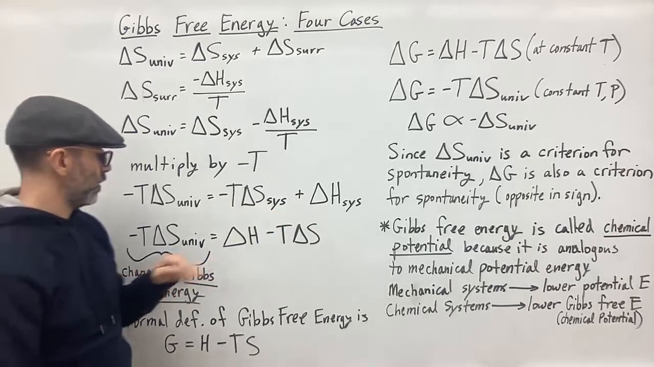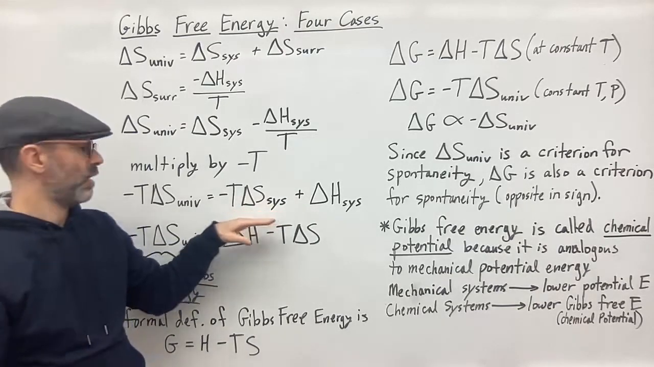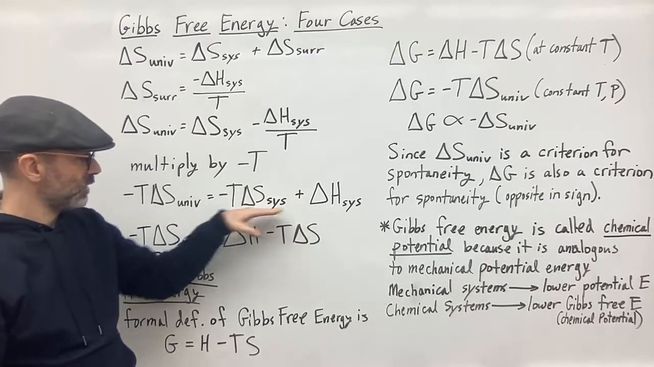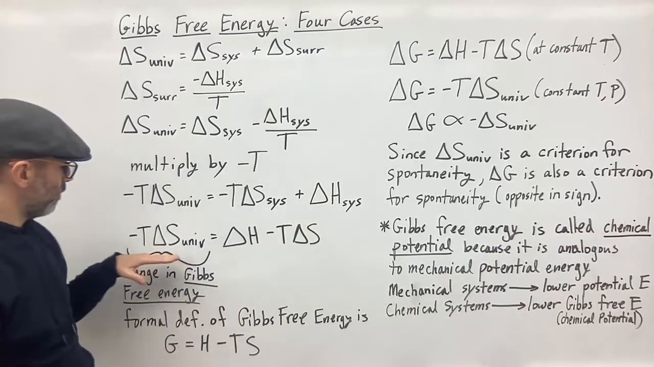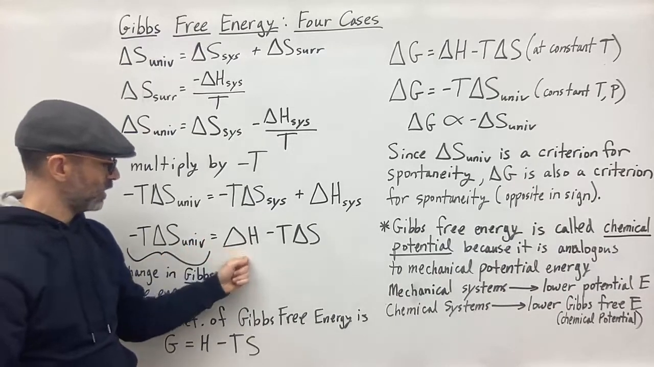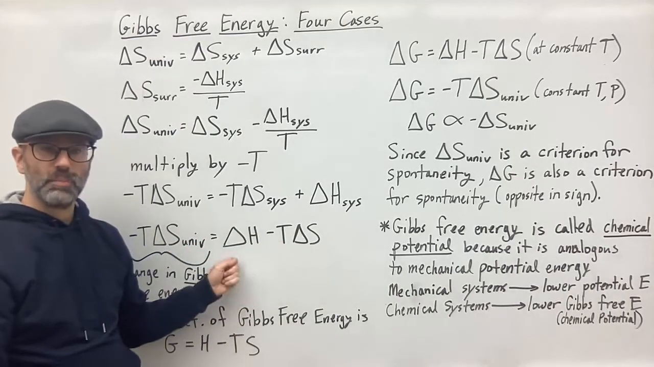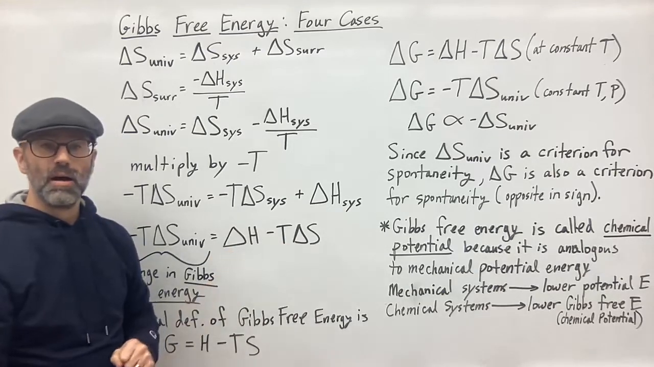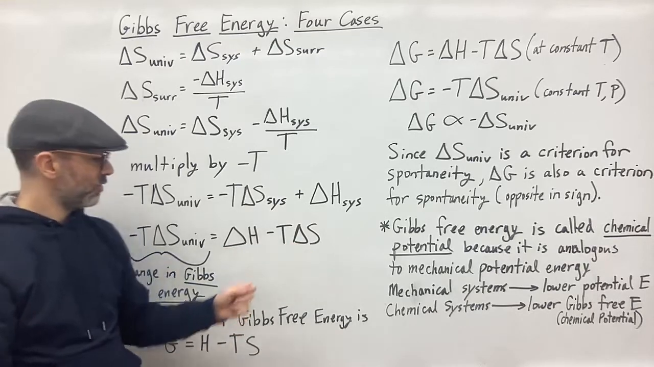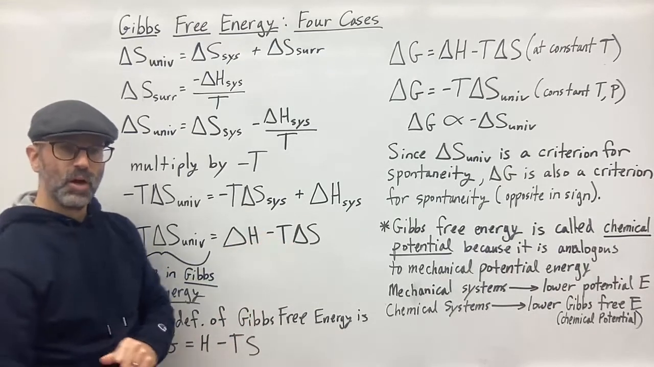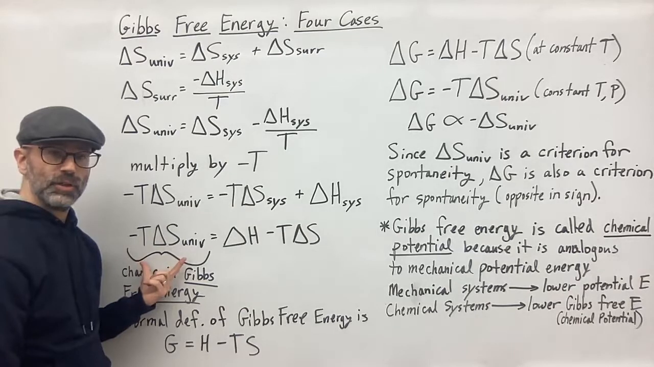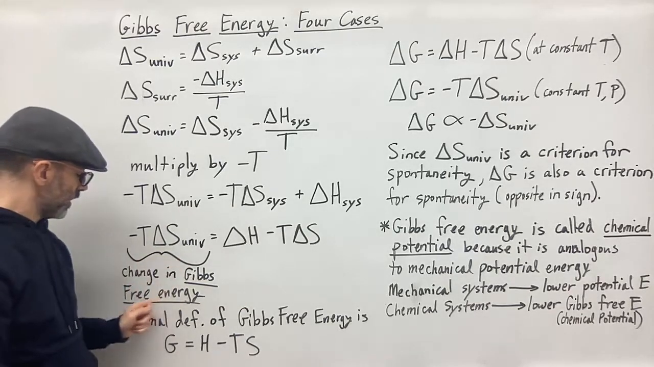And so what we can do is we can just drop the system and just keep in mind that when we're talking about negative T delta S and delta H, we're talking about delta S and delta H of the system. So we get negative T delta S of the universe is equal to delta H minus T delta S. And keep in mind that delta H and delta S are the enthalpy and entropy of the system, and this is at constant temperature. Okay, so this is an important equation because this negative T delta S of the universe is what we call a change in Gibbs free energy.